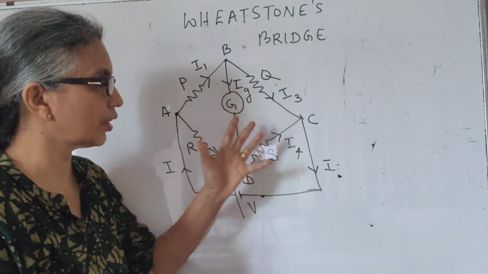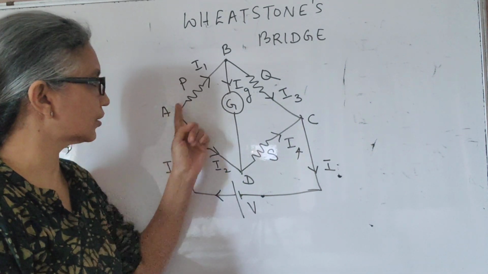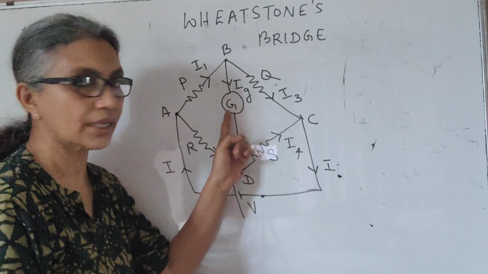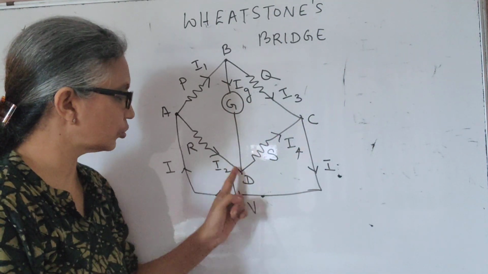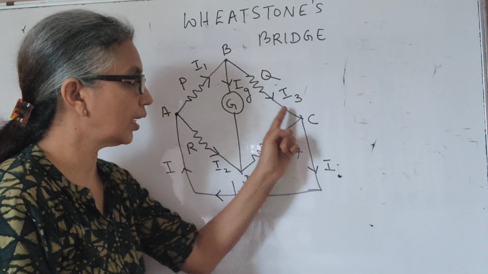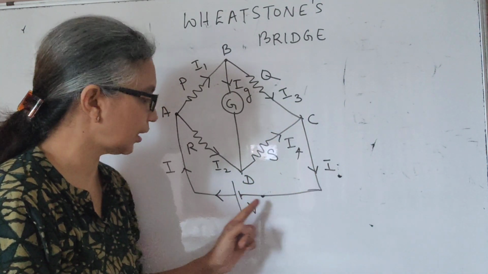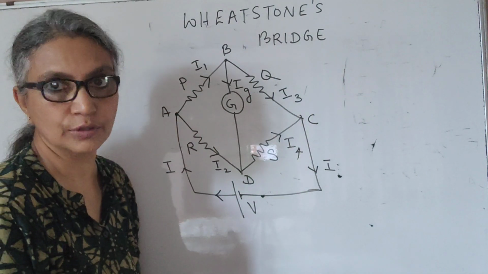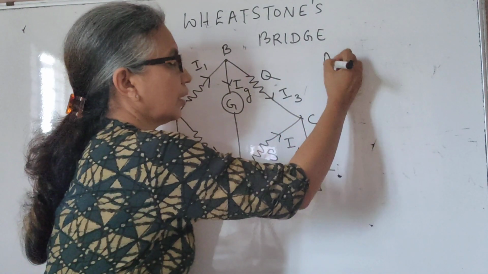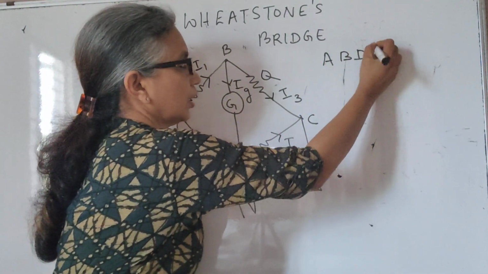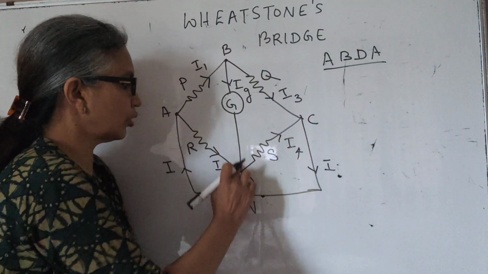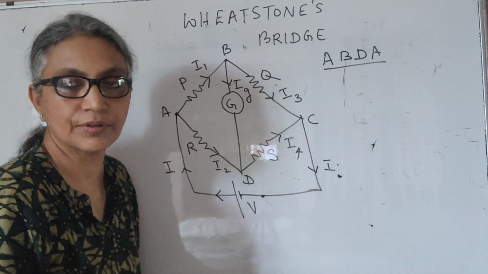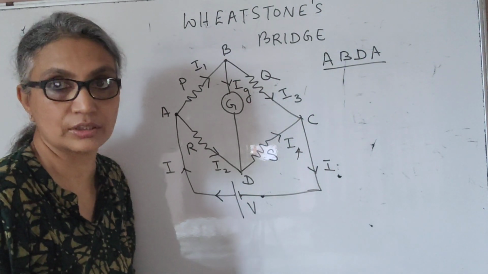So I hope you have understood that current I reaches here and splits into I1 and I2. I1 reaches here and splits into I3 and IG. IG and I2 together flow as I4 here. I3 plus I4 will enter as I and go back into the negative terminal of the battery. Now if I am going to write Kirchhoff's rules for A, B, D, A, that is this first loop here. Now I hope all of you know a galvanometer is a device that can detect if there is current or not.